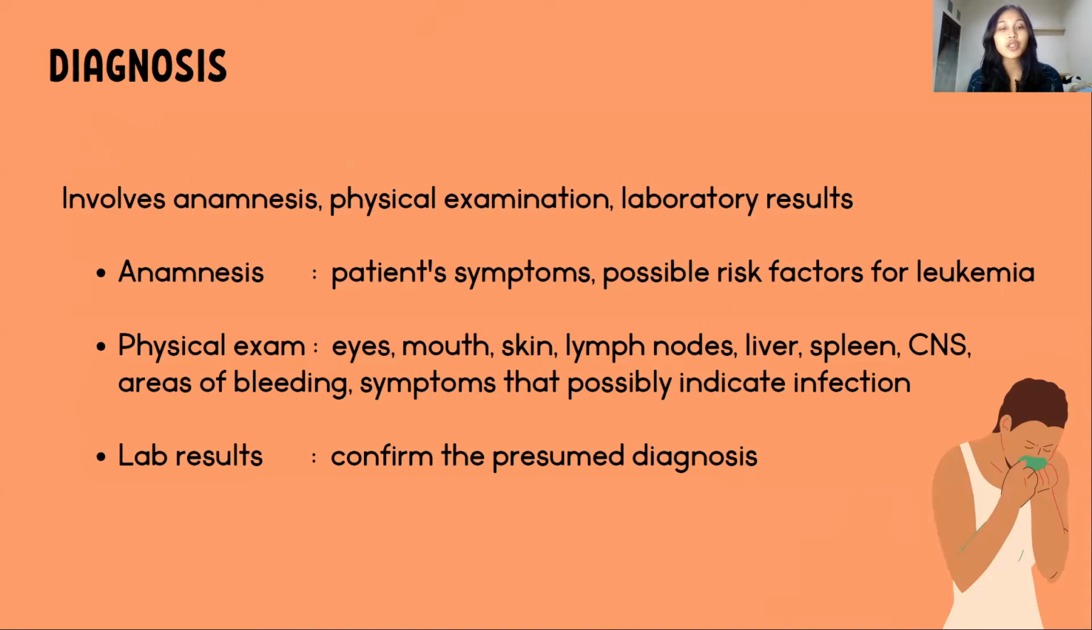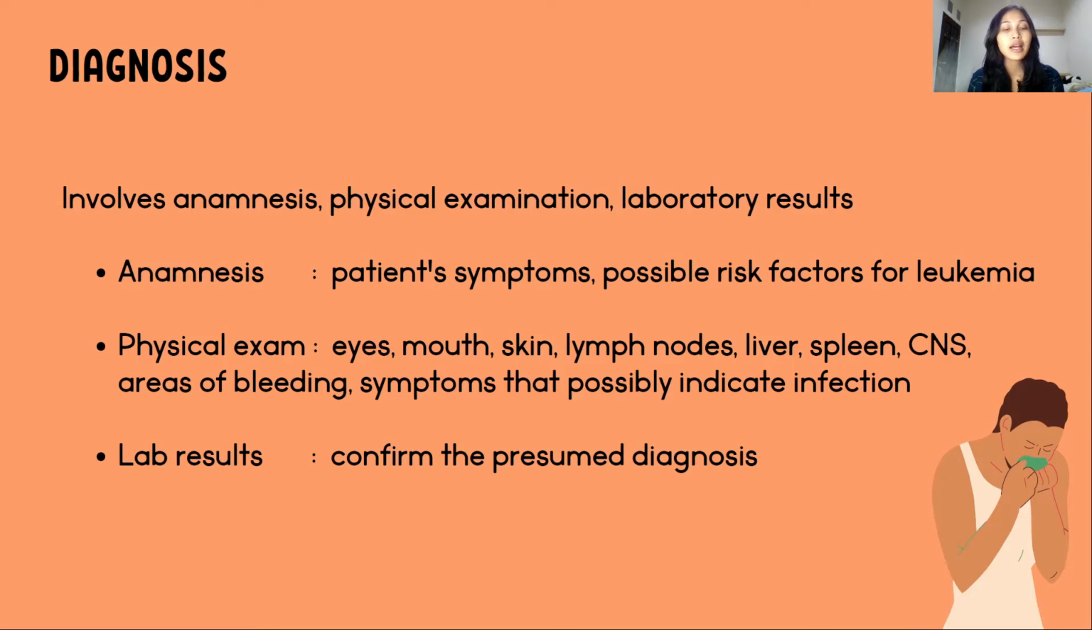Diagnosis of acute myeloblastic leukemia involves anamnesis, physical examination, and is supported by adequate laboratory results. For the anamnesis, doctors usually pay attention to patient symptoms, other health problems, and possible risk factors for leukemia. For physical examination, there are many organs that the doctor is concerned with, for example, eyes, mouth, skin, lymph nodes, liver, spleen, and central nervous system. Doctors will usually search for areas of bleeding or bruising and also symptoms that possibly indicate an infection.